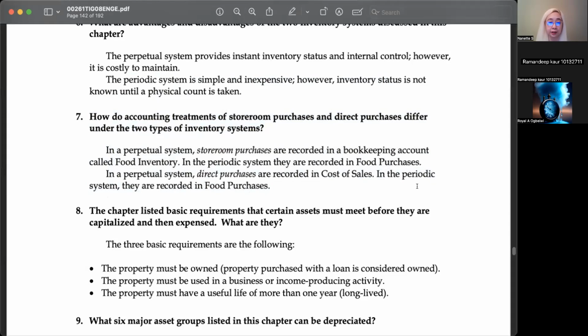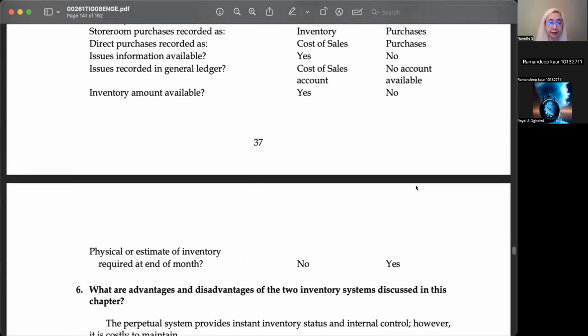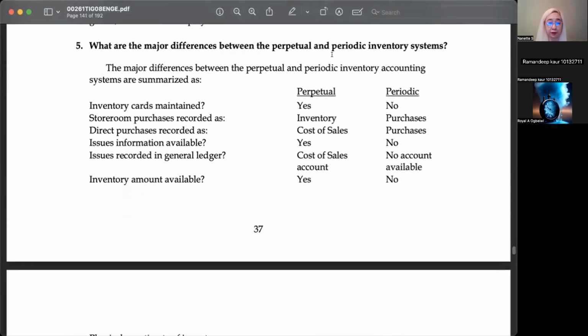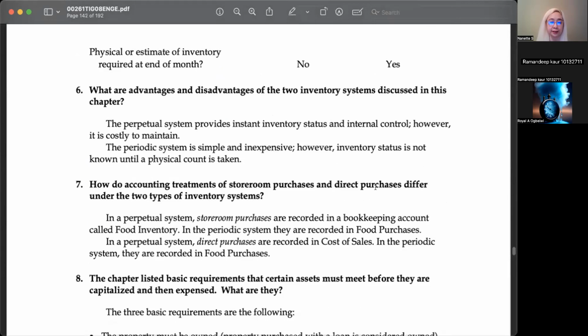Right. So just like in this table, you see the difference between perpetual and periodic and how it is going to be recorded. So here in storeroom purchases, perpetual under inventory, periodic under purchases.